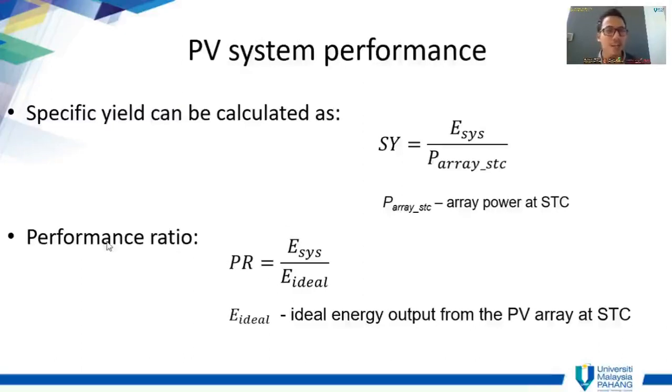Okay, next is the performance ratio, simplified as PR. So E system over E ideal. Okay, what is E ideal? That is the ideal energy output from the PV array at STC.